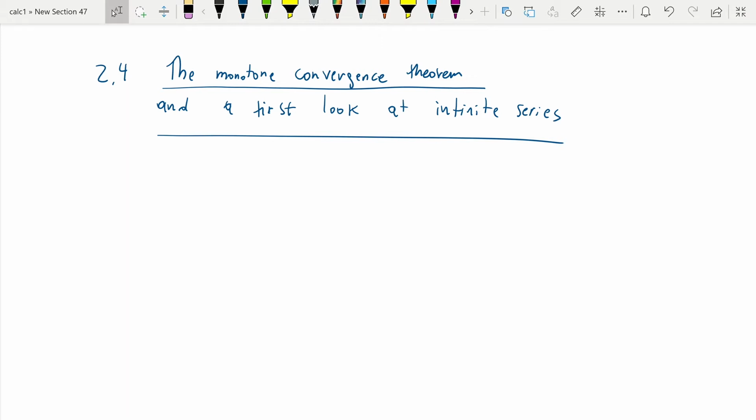One first result that addresses this is in a particular kind of sequence, sequences that are monotone. So one first result that allows us to say that a given sequence converges is the monotone convergence theorem. And for that, we need to introduce the notion of a monotone sequence.